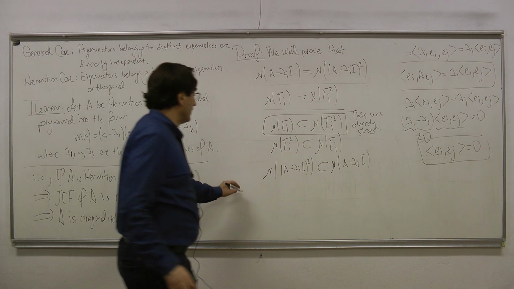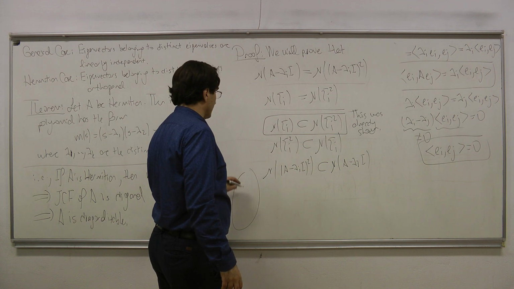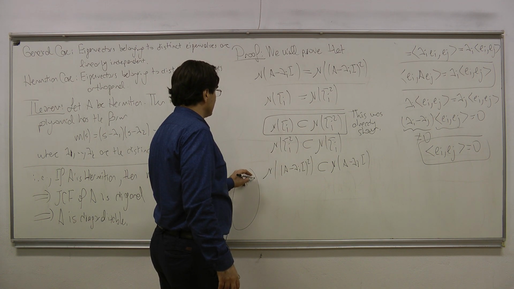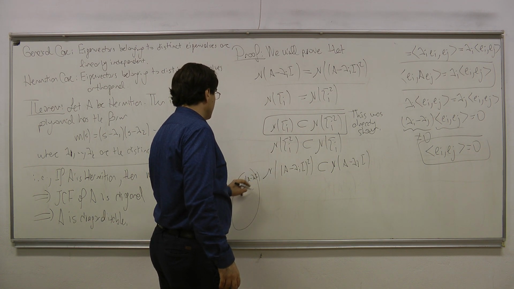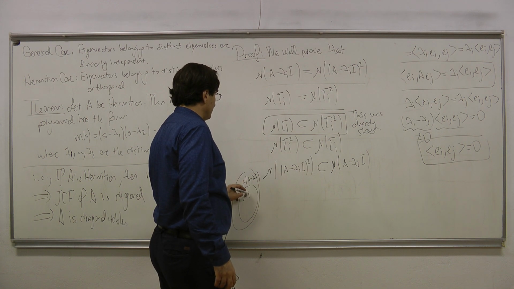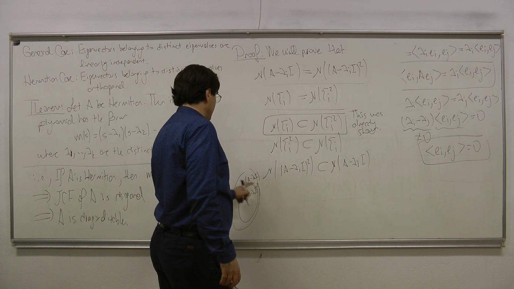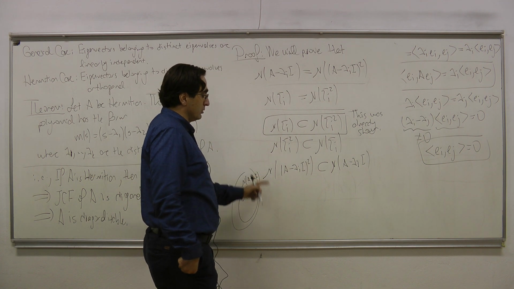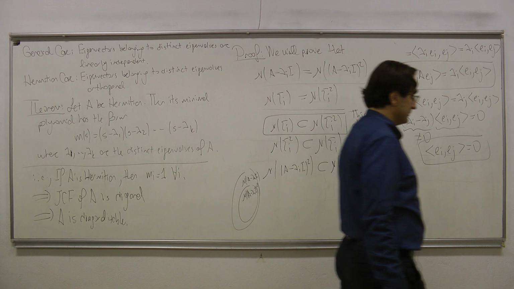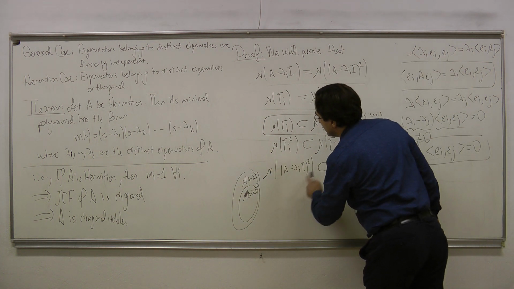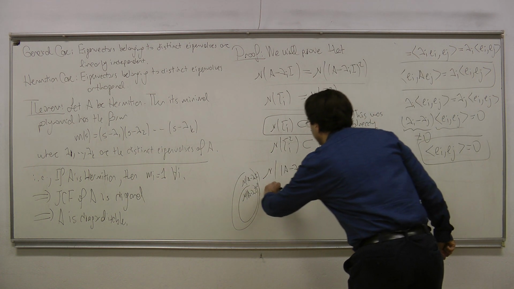So it means that I need to show the following picture. Null space of A minus lambda I identity is like this, and null space of (A minus lambda I identity) square is a smaller or equal set. Okay? So I'm going to take an arbitrary element from this null space.